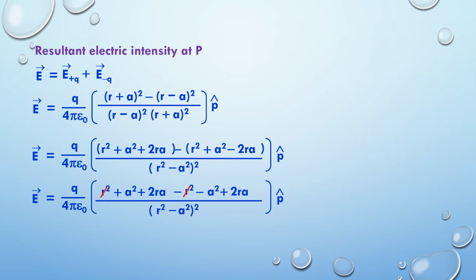Strike out which are opposite: r squared and minus r squared can get cancelled. Similarly, a squared and minus a squared can get cancelled. So I'm left with electric field equal to q upon 4 pi epsilon naught into the bracket 2ra plus 2ra, which gives me 4ra upon (r squared minus a squared) the whole squared into vector p.